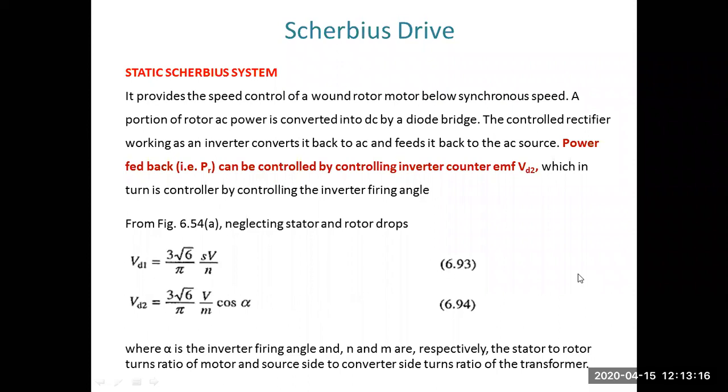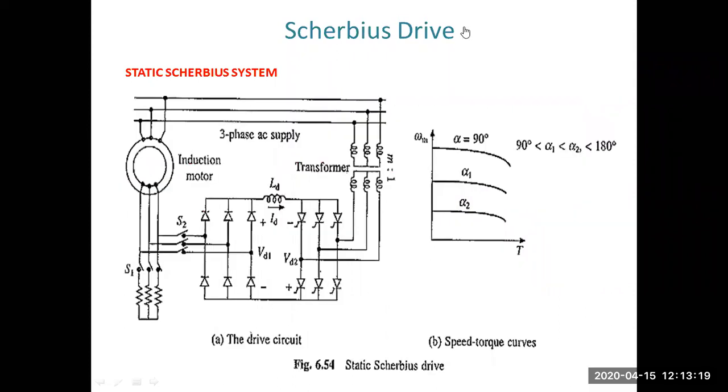Okay, now we go to the next slide. This is our static Scherbius system, the basic diagram of the static Scherbius system. You can see here an induction motor, and this is the external resistance, which is connected in star fashion. There is a switch S1 and a switch S2. So how does the drive work? First, we close switch S1. It provides external resistance for the starting of the slip ring induction motor, so our slip ring induction motor will start with this resistance. At that time switch S2 is open. Only switch S1 is closed.